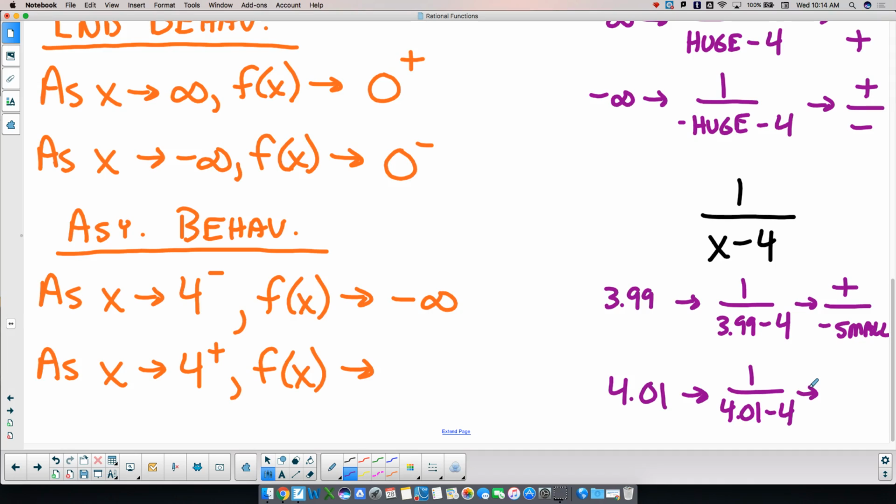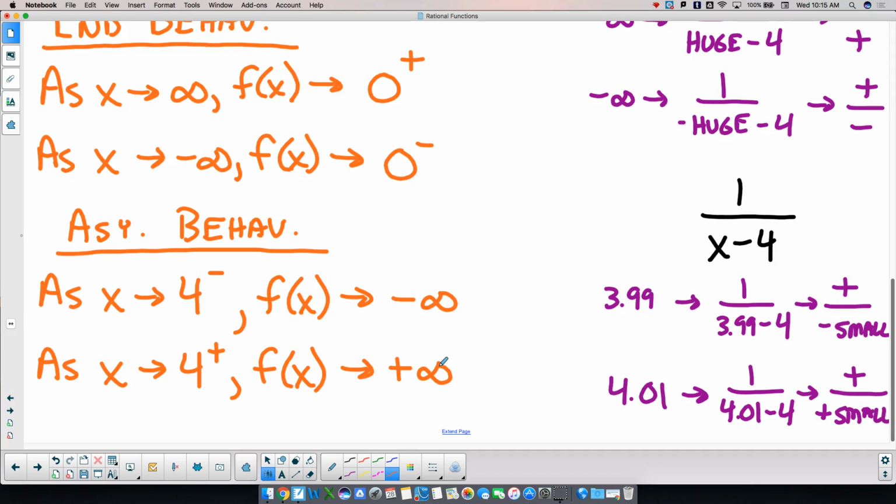Okay? So this is going to be a positive number on top. 4.01 minus 4 is going to be a positive small number. Let me redo that, that's not very good writing. A positive small number. So positive divided by a positive is going to go to positive infinity. Okay.